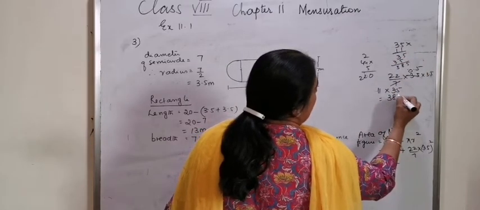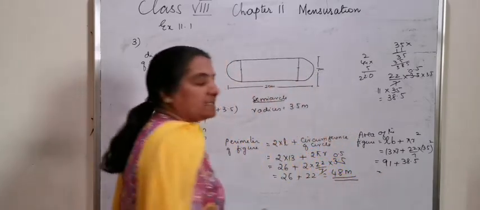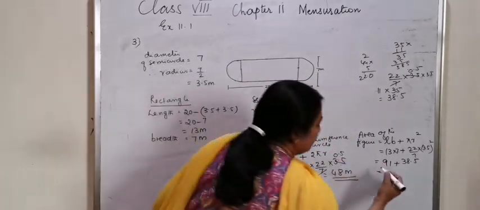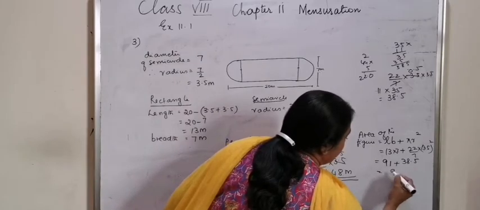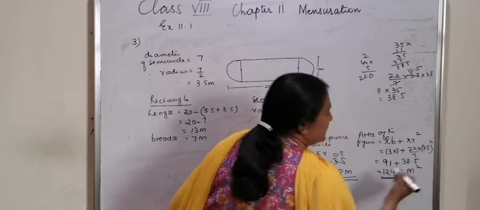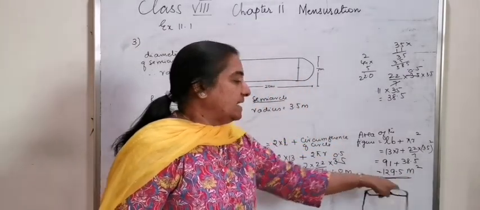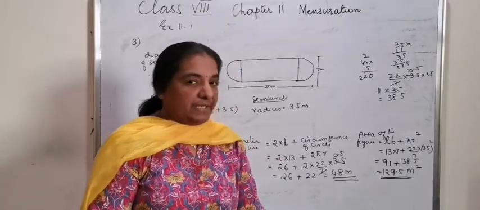It is 38.5. So 98.91 plus 38.5... the total is 129.5 meter square. Perimeter, the unit is meter, and area, the unit is meter square.